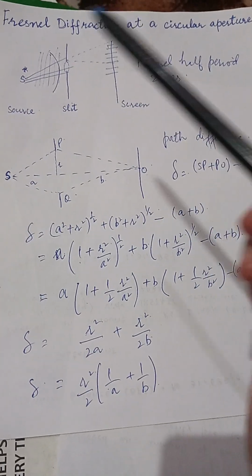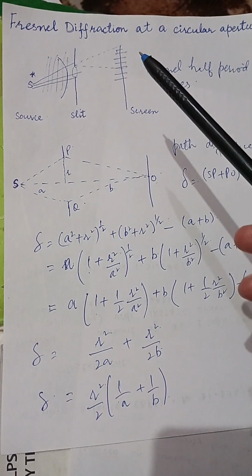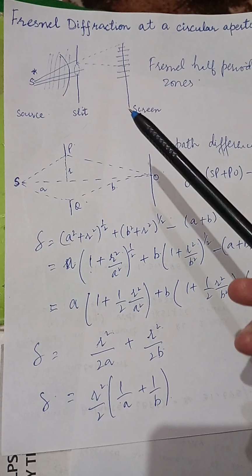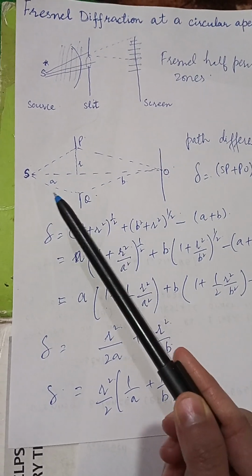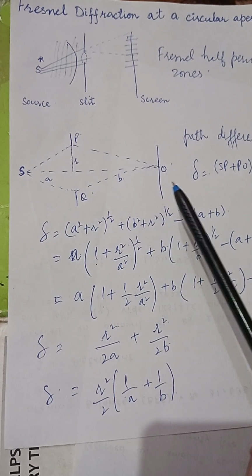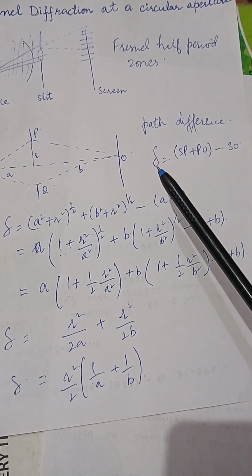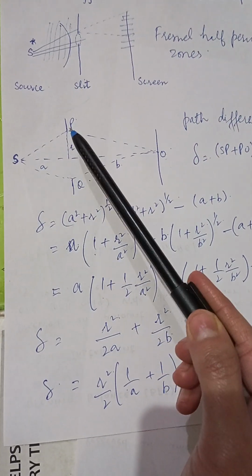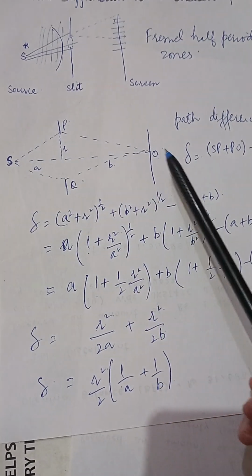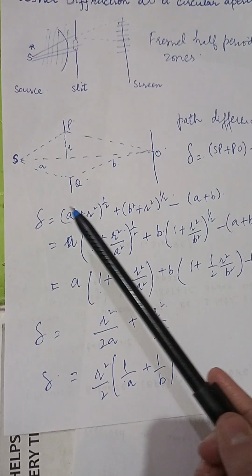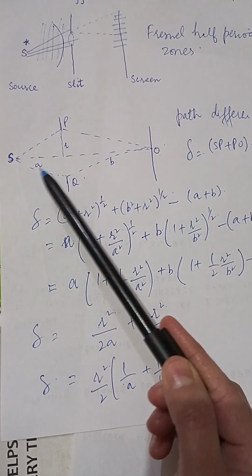So it was Fresnel diffraction at a circular aperture. This was the source of light, this was the slit, and this was the screen. To make the diagram simpler, we made it this way. The distance of the source from the slit was A, of the screen from the slit was B. Then we tried to find the path difference, denoted by delta, between this path of light and the straight path of light. This path consisted of two parts, SP and PO. We found that from the two right angled triangles, and SO simply was A plus B.